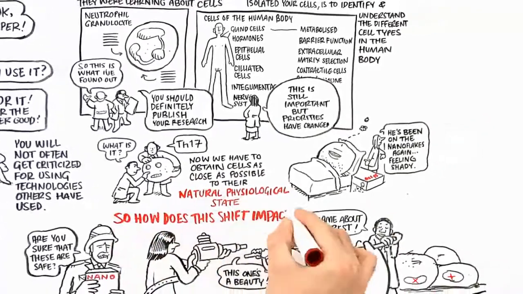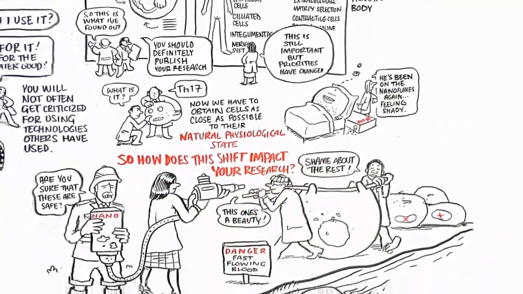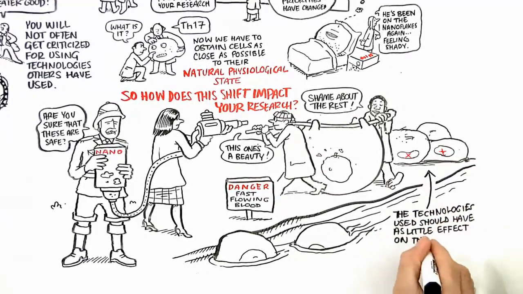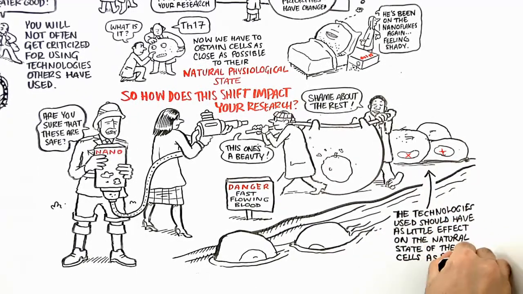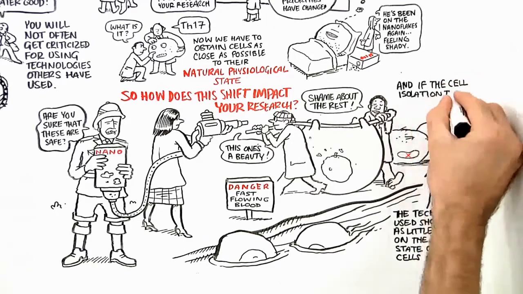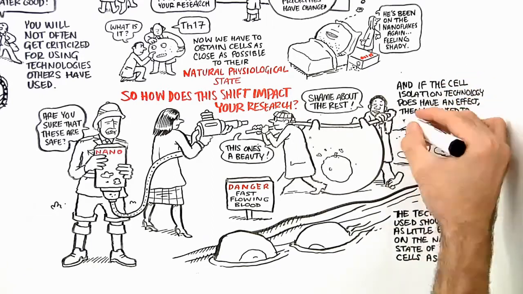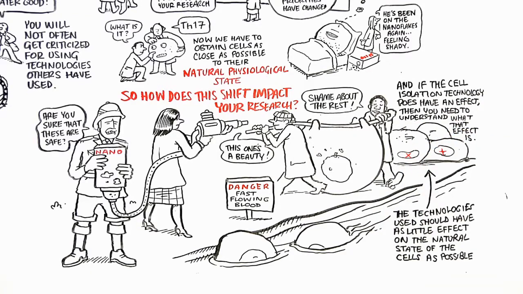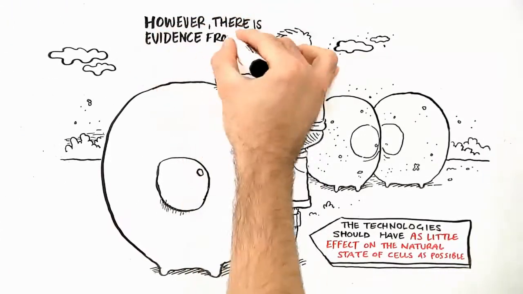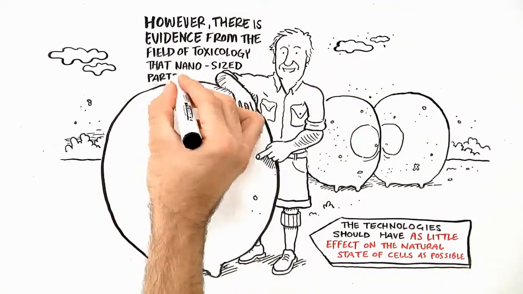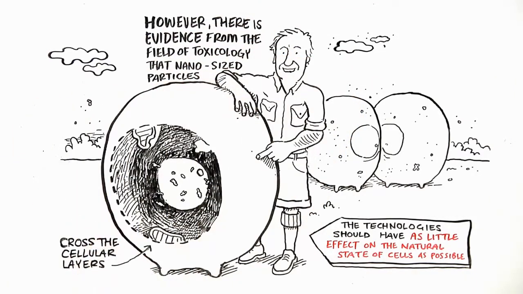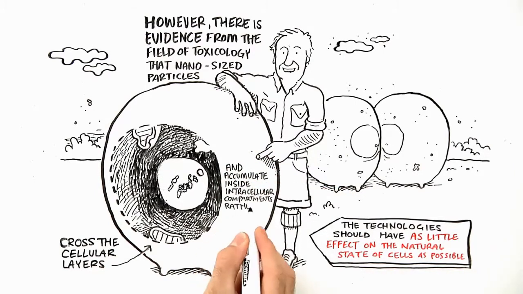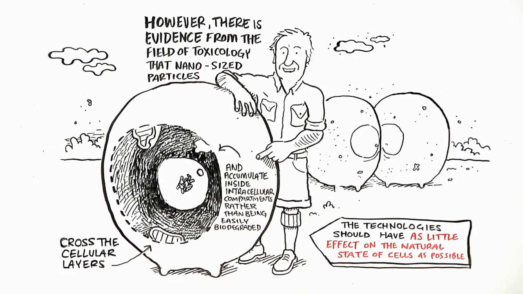So how does this shift impact your research? The technologies you use should have as little effect on the natural state of the cells as possible. And if the cell isolation technology does have an effect, then you need to understand what that effect is. However, there is evidence from the field of toxicology that nano-sized particles cross cellular layers and actually accumulate inside intracellular compartments, rather than being easily biodegraded.